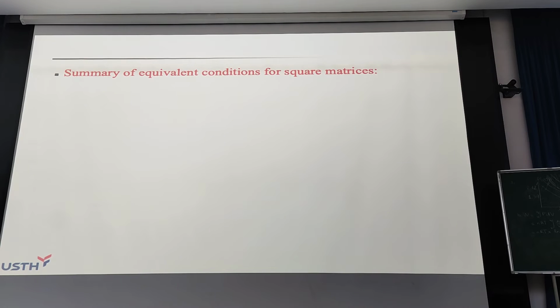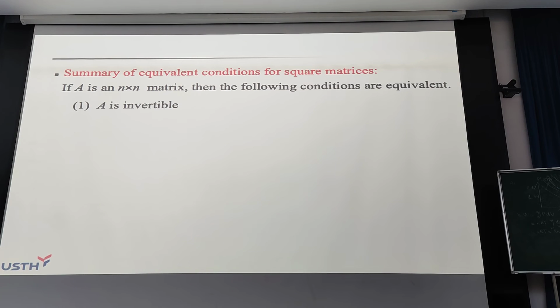Then I would like to summarize something about square matrices, that kind of thing we do at least twice. Now I explain it just a little more. Suppose that A is a square matrix, that is a matrix of size n by n. Then the following conditions are equivalent to each other. By equivalent, I mean if you have one condition, you can imply the other.